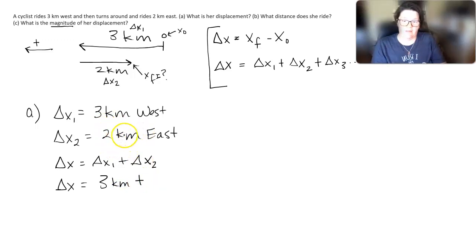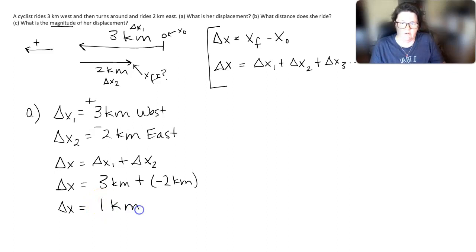But what you have to realize is that since they're in opposite directions, if we call this one positive, then this has to be negative. So we're going to add that to negative 2 kilometers, which means we're going to subtract them. And so her overall displacement is positive 1 kilometer, and since we called the positive direction west, she ends up 1 kilometer west of where she started.